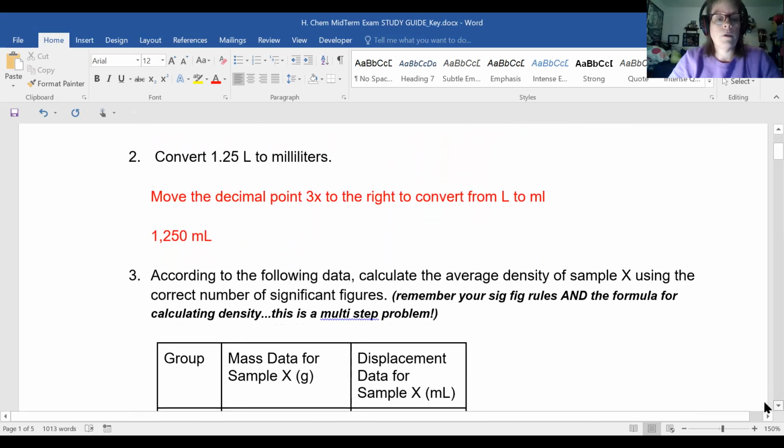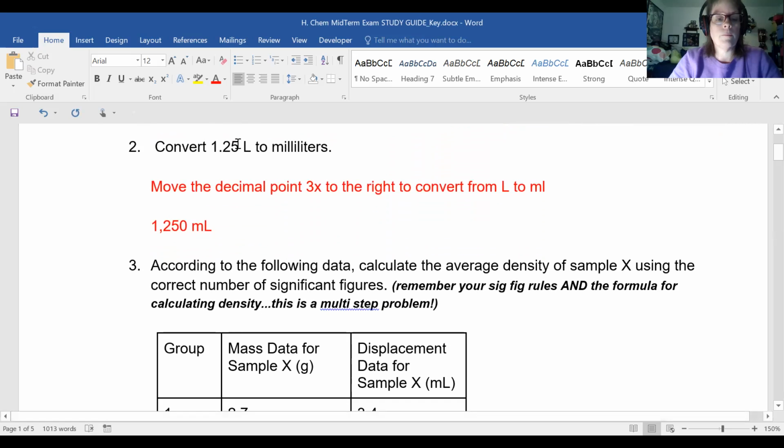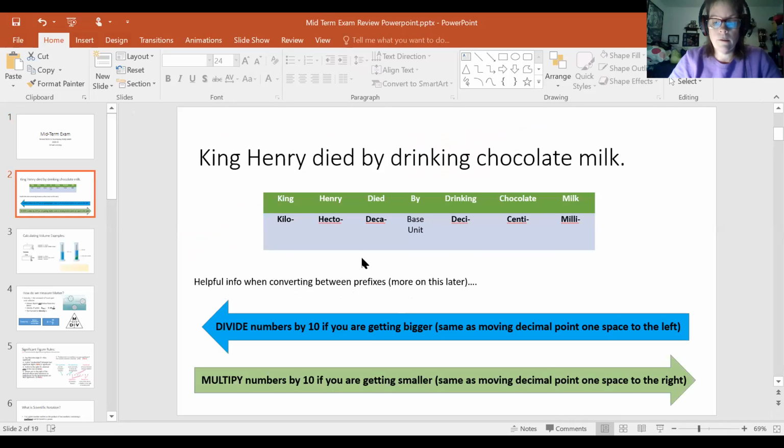All right, our next one has to do with converting. We are moving a number from liters to milliliters. For this one, the easiest way I can tell you to do it is just to move the decimal point. And you have to remember the prefixes for that. Let me show you real quick if you may have forgotten.